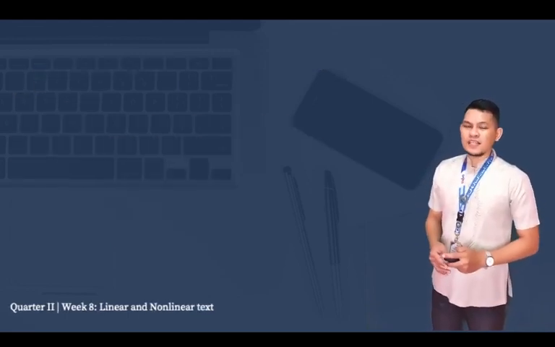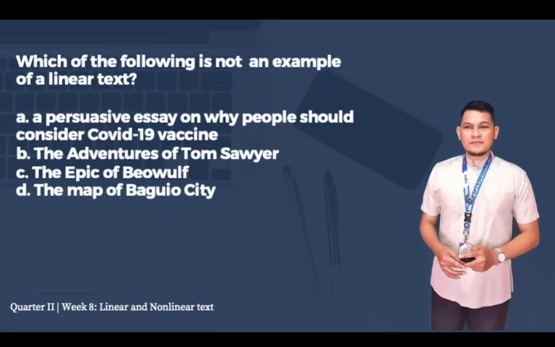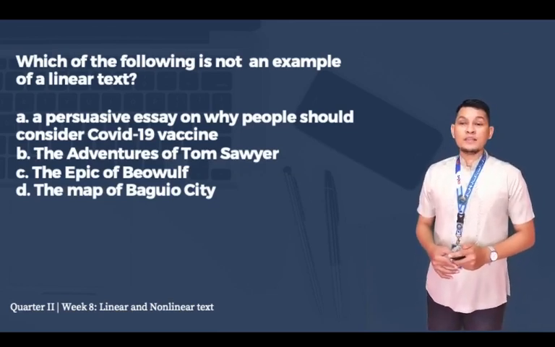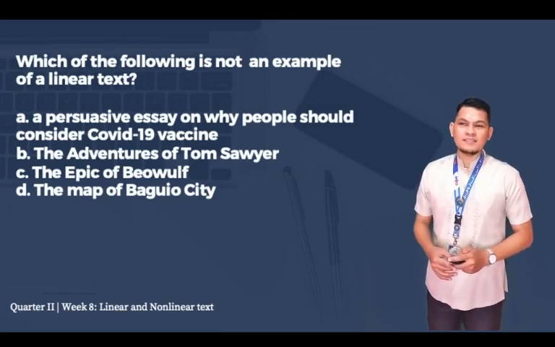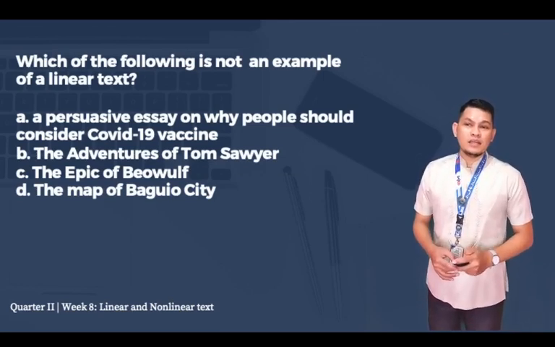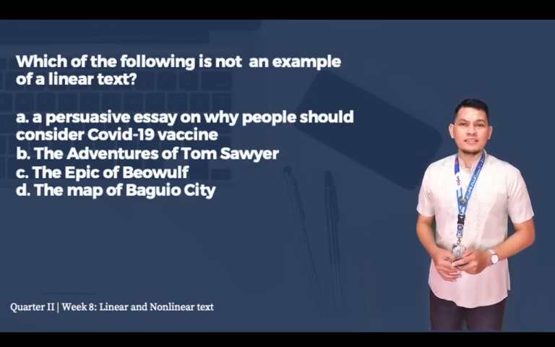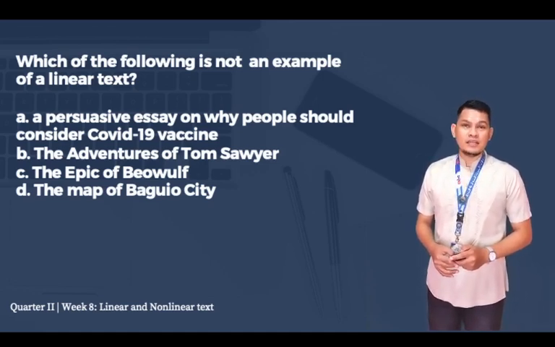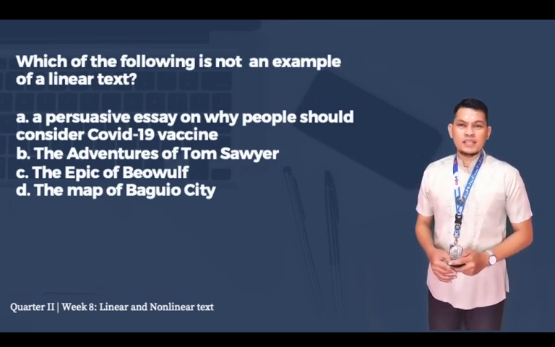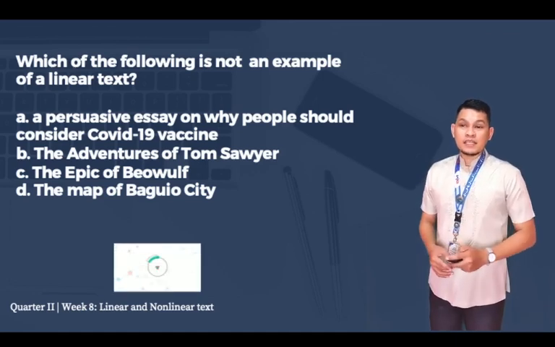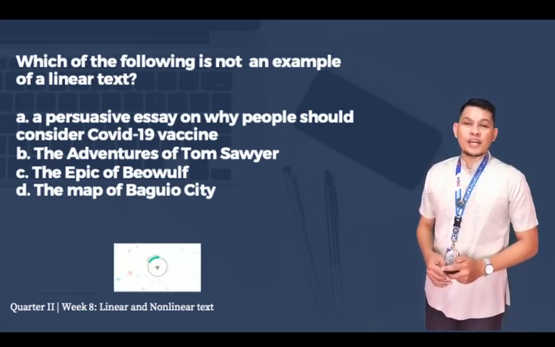Which of the following is not an example of a linear text? A. A persuasive essay on why people should consider COVID-19 vaccine. Letter B. The Adventures of Tom Sawyer. Letter C. The Epic of Beowulf. Letter D. The Map of Baguio City. 5 seconds to key in the letter of your answer.